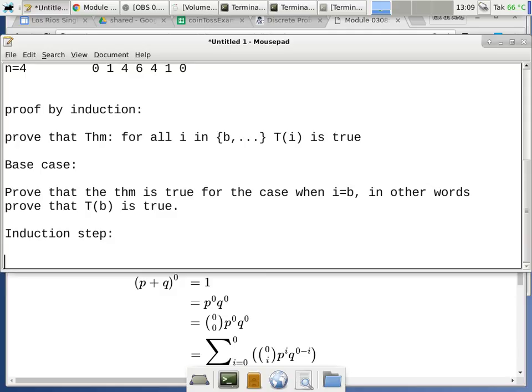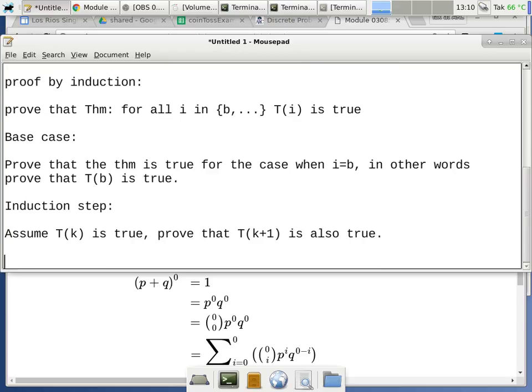Okay, so in the induction step, we use an assumption. We say assume T of some k is true. Now, this is important: k is not actually defined. We don't say k is 5, or 20, or 200. We just say that for some k, T of k is true. That's all we're assuming. But if you can make that assumption, prove that T of k plus 1 is also true. That's your induction step.